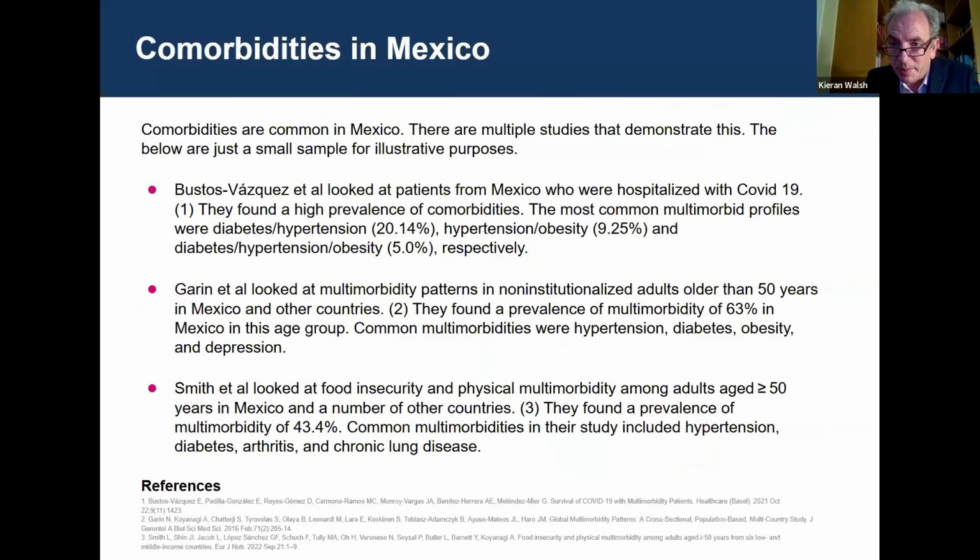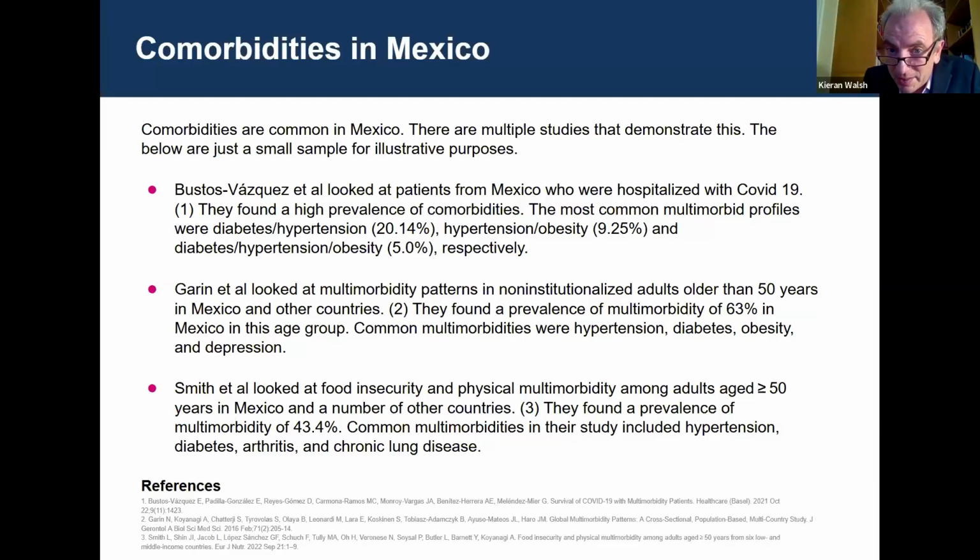And I said that comorbidities are common around the world, and so they are. And so it's unsurprising that they're common in Mexico as well. There are multiple studies that demonstrated this. This is just a small sample of papers used for illustrative purposes. So one example at the top, Bustos Vasquez looked at patients in Mexico hospitalized with COVID-19, a high prevalence of comorbidities. What comorbidities did they find?